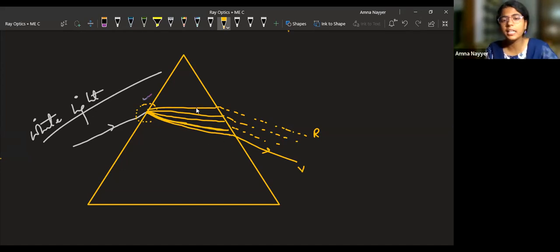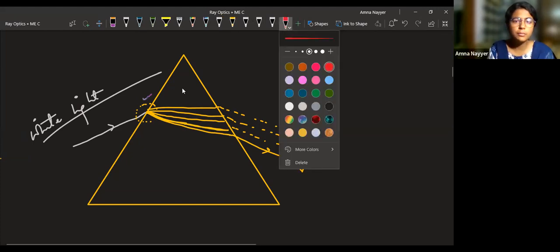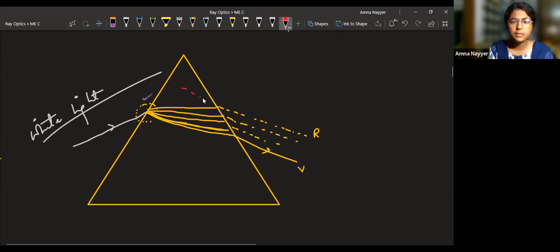Now see, if I take the angle of dispersion of both of these, let's say red color and violet. So if you look at violet, or if you look at some other color, let's say red I have taken, this is the angle and this was the incident ray.